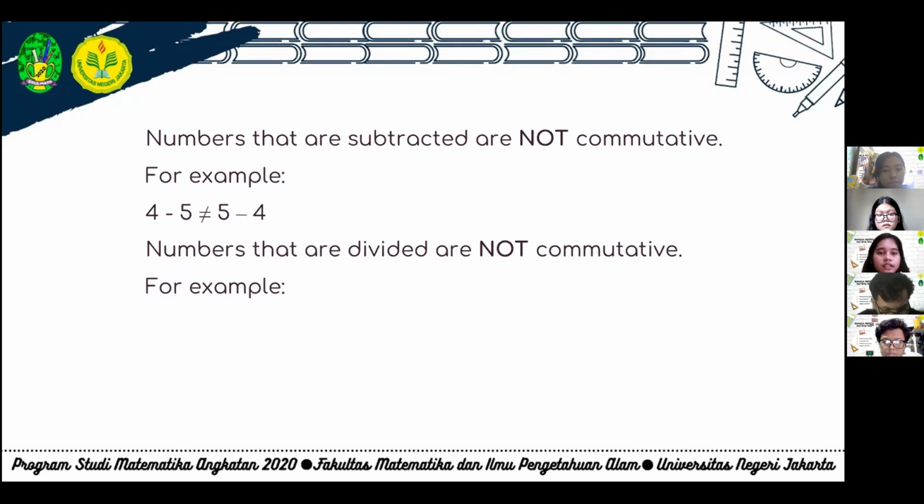Numbers that are subtracted are not commutative. For example, 4 minus 5 is not equal to 5 minus 4. Numbers that are divided are not commutative. For example, 4 divided by 5 is not equal to 5 divided by 4.